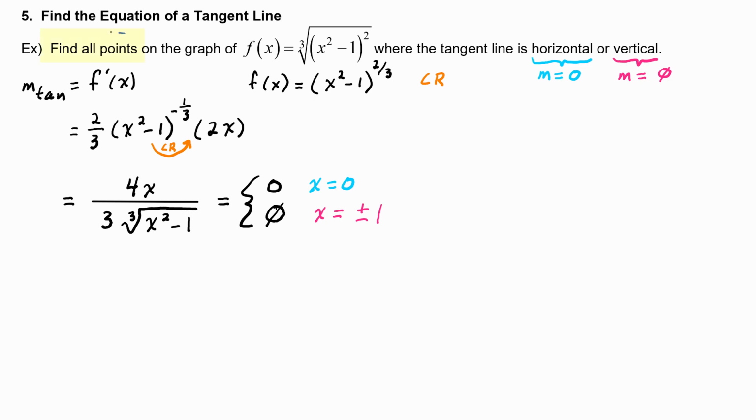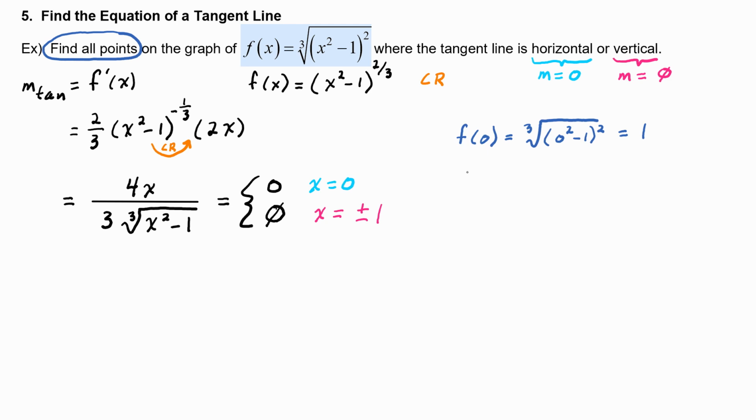Now, we had to find all the points where this happens, so that means we're going to need x and y coordinates. So let's take a look at f of 0. That means we have to do the cube root of 0 squared minus 1 squared. And of course, that's just going to equal 1.